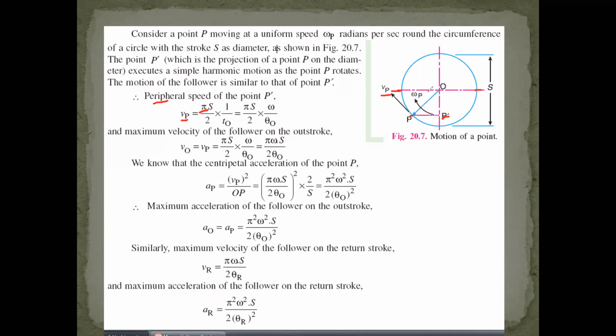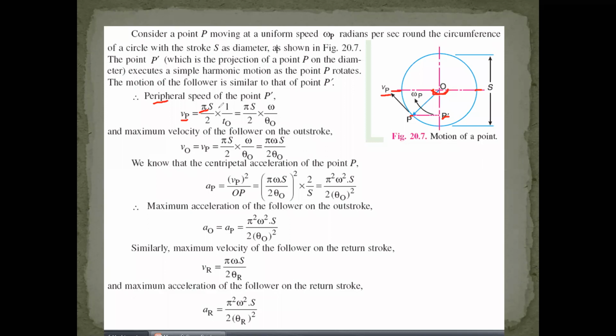So that means the angular displacement value is pi. So the theta value is pi, and our radius is s by 2. So when we find the displacement at this point, the displacement value is simply theta times r. The theta is pi and r is s by 2.